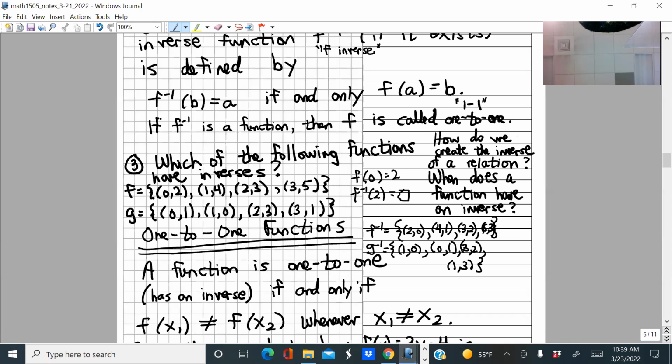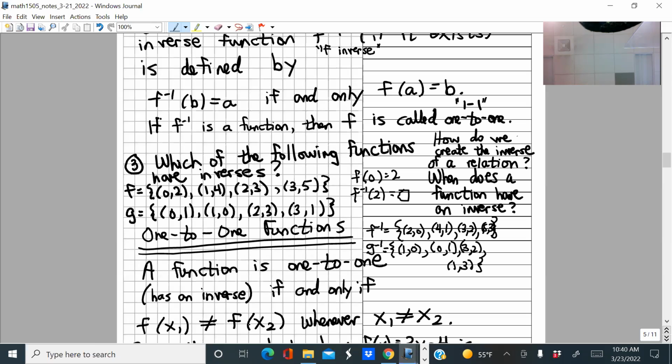A function that does have an inverse is called a one-to-one function. So if a function has an inverse, it's called a one-to-one function, also called an invertible function. So how do we recognize when a function has an inverse? Well, that's not always easy to do, okay? But the basic idea is you cannot repeat the y coordinate, right? If you repeat the y coordinate in a function, and then you flip x's and y's, what's going to happen in the inverse function? You'll have a repeated x, right? So the original function would not have an inverse.